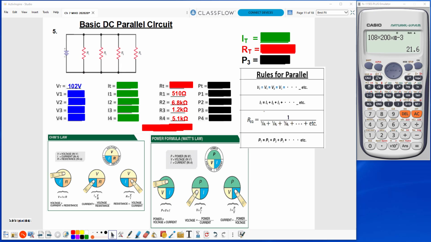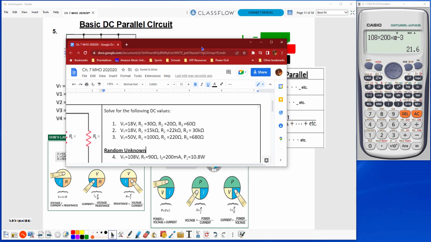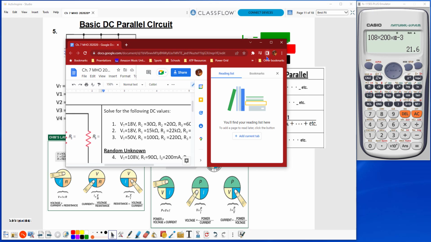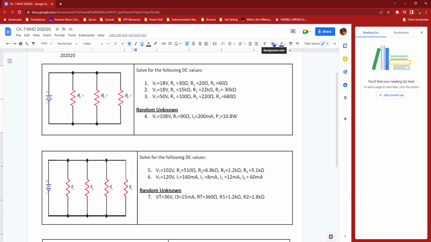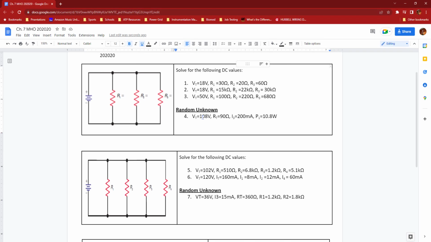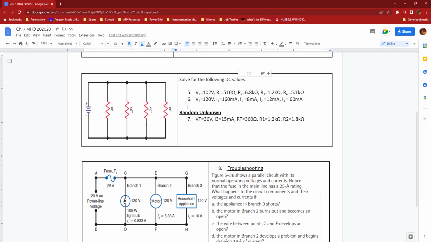In this video, I will be calculating the values for a DC parallel circuit from the Chapter 7 Math Handout, problem number 5. I'll be getting my known values from the Chapter 7 Math Handout. And here is my Chapter 7 Math Handout. We're working on number 5. So I'm going to scroll down to number 5.